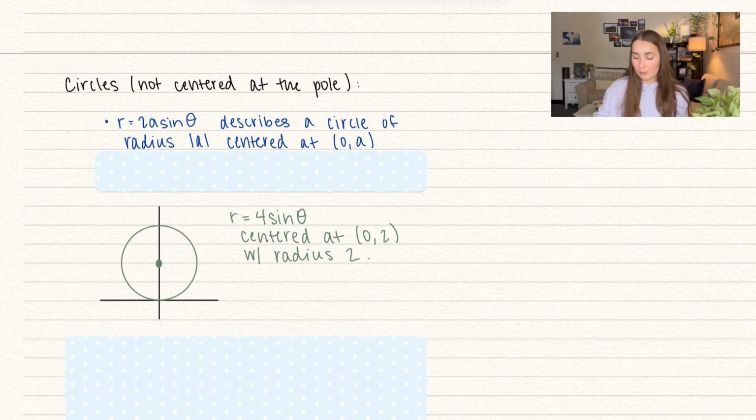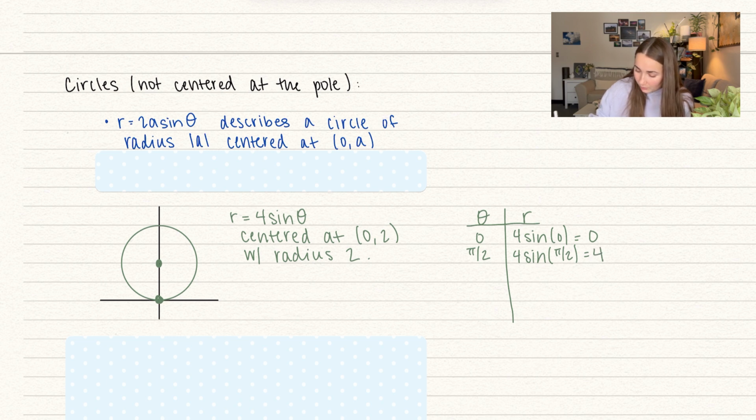Let's go ahead and plot some points to see why that's the case. So here we have our input is theta, and our output is going to be the radius. So here we're going to plug in 0, right? And we get 4 sine of 0, which is indeed equal to 0. So we see our point (0, 0), which is down here. Now let's plug in pi over 2, right? So here we get 4 sine of pi over 2, and we know sine of pi over 2 is equal to 1, so we get 4. So we go all the way up to pi over 2, which is in that positive direction, and we go out a distance of 4.